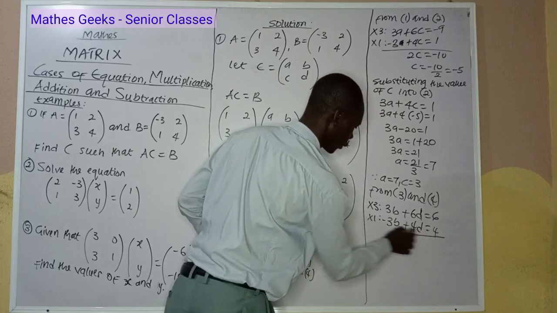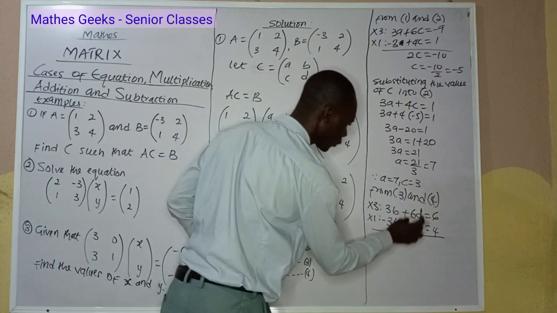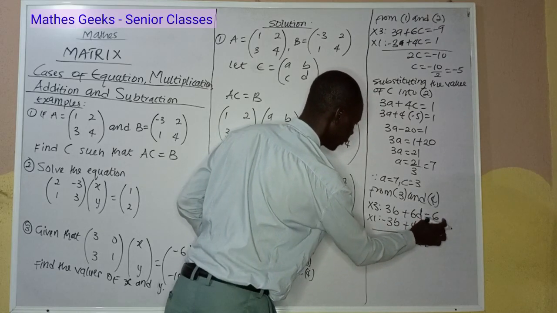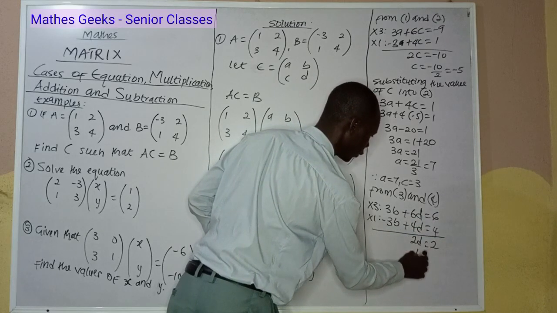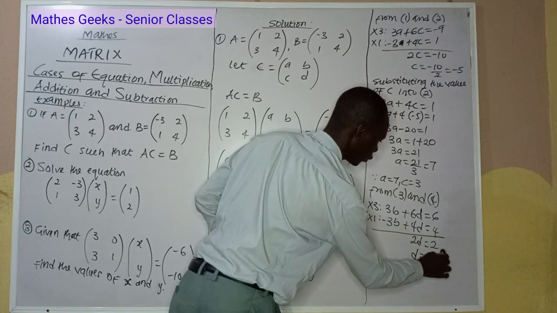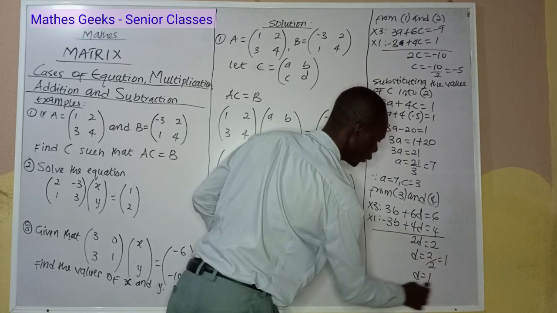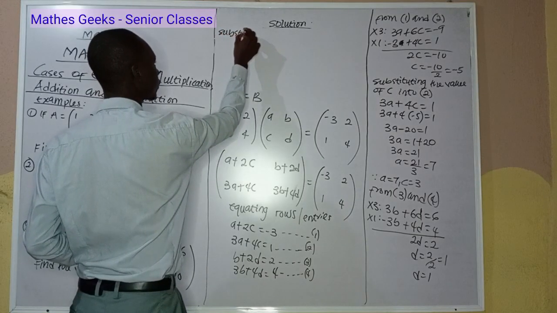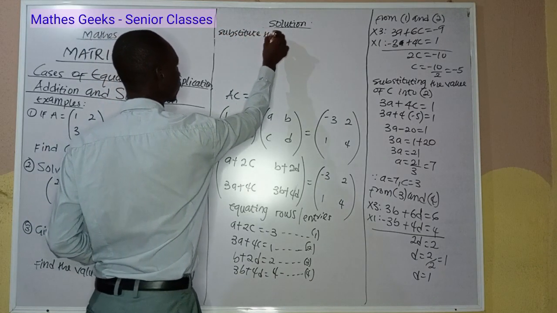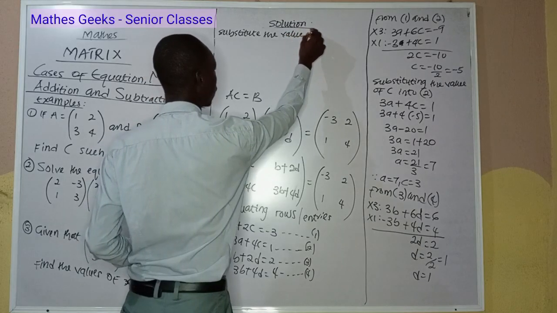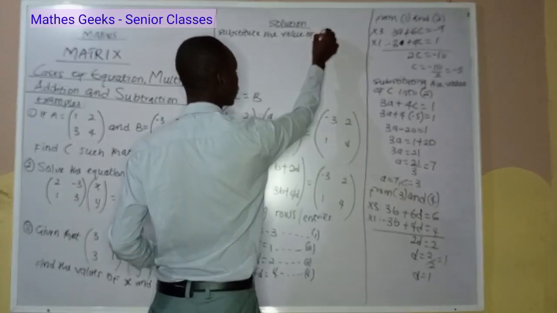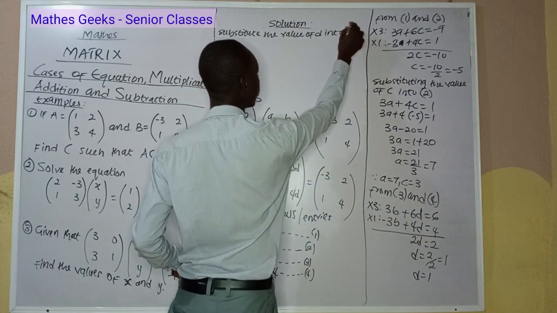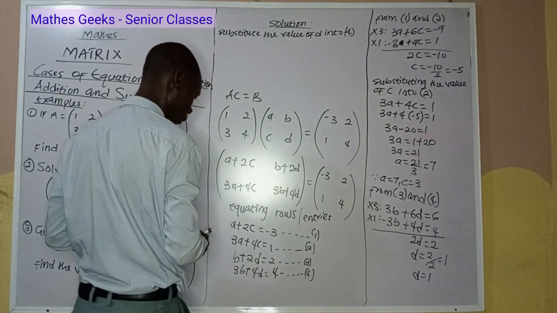We have to subtract. 3b minus 3b is 0. 6d minus 4d is 2d. 6 minus 4 is 2. So d is equals to 2 over 2, which is equals to 1, and d is equals to 1. So substitute the value of d into equation 4, where we are going to get the value of b.